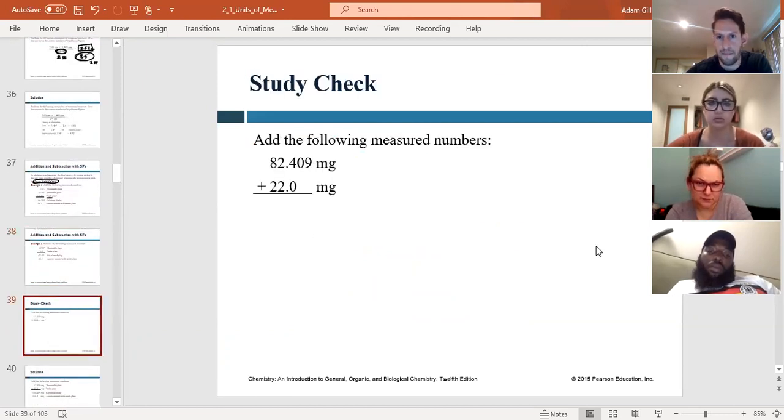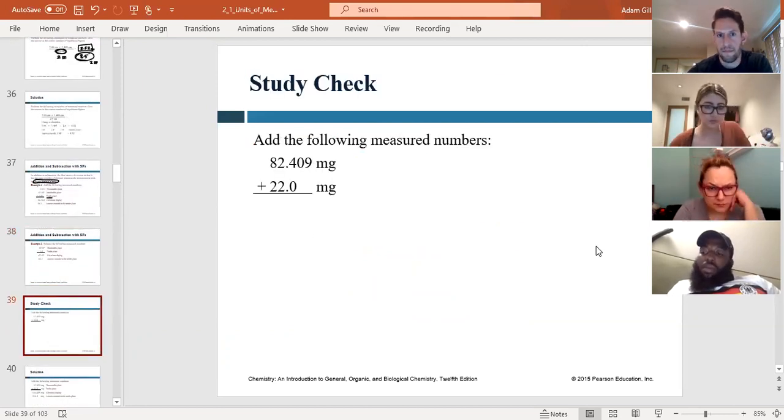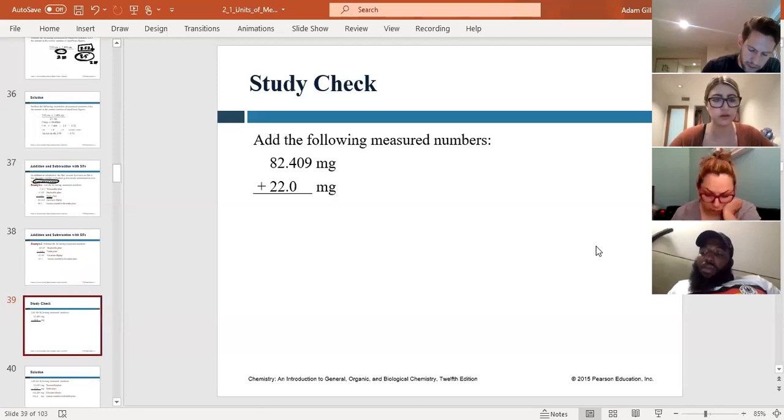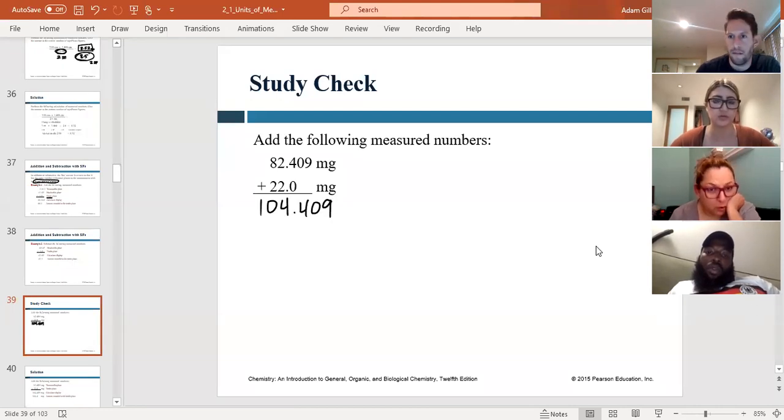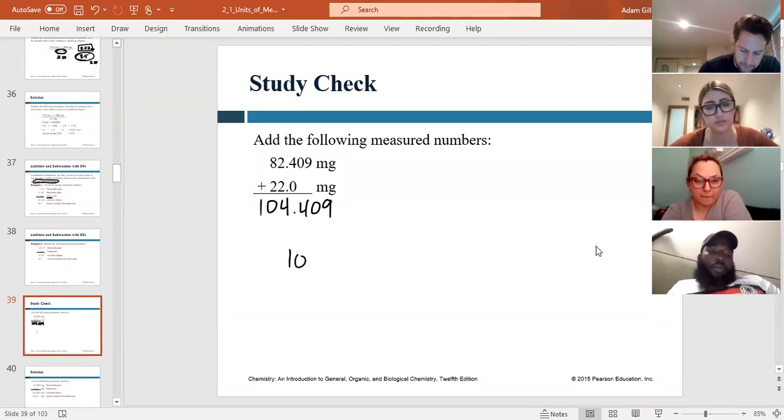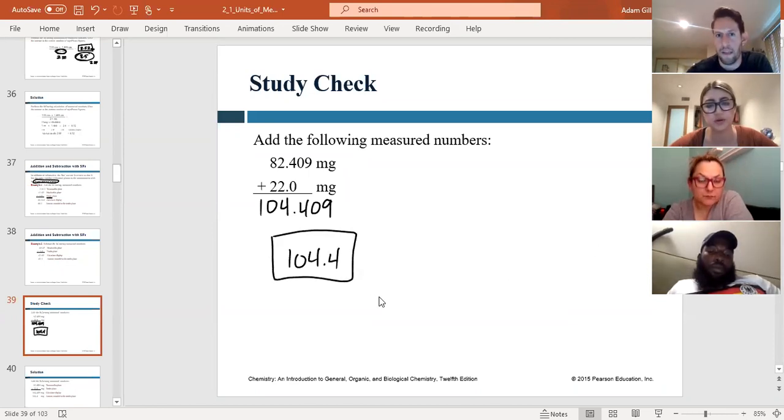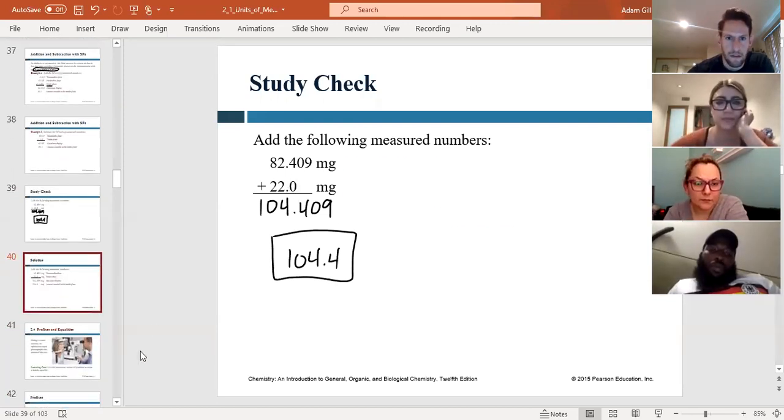Let's do a practice. If you were to add these up, you would get 104.409. So it'd be 104.4, because the 9 goes up, but the 0 is nothing. So you want to round it to the one place past the decimal.